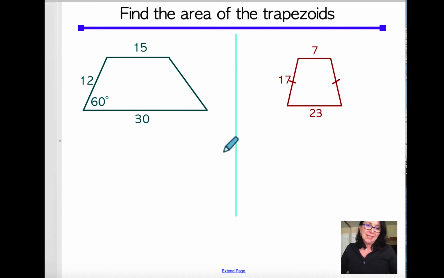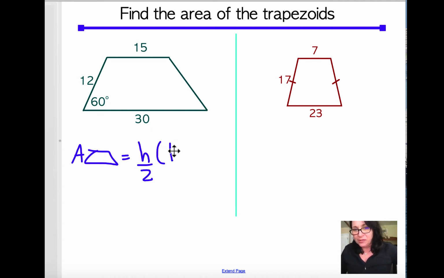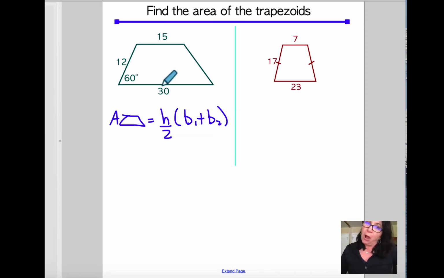So for these, we're back to area. We're going to do 2 more examples of finding the area before we move on to polygons. So the area of our trapezoid is going to be height divided by 2 times the sum of the 2 bases. For this problem, I don't have the height yet, but the bases are going to be 15 plus 30, okay?